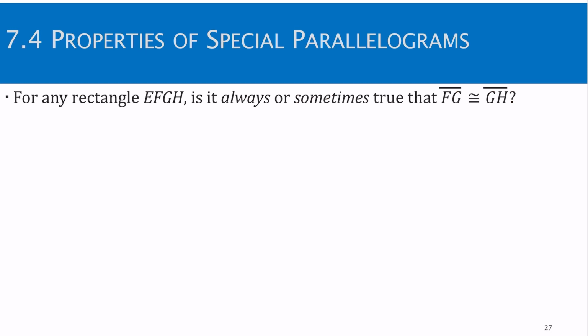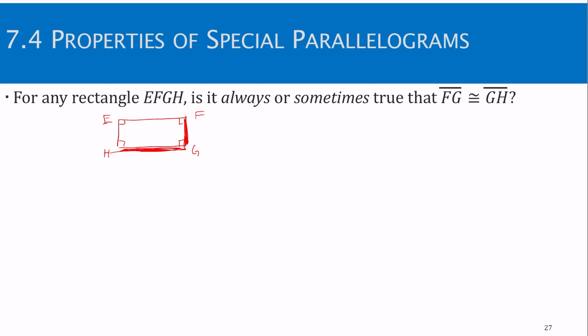For any rectangle EFGH, is it always or sometimes true that FG is congruent to GH? I don't know. Maybe we could draw a rectangle. So we have 4 right angles. We have E, F, G, H. Is FG congruent to GH? Well, in this case, it's not.